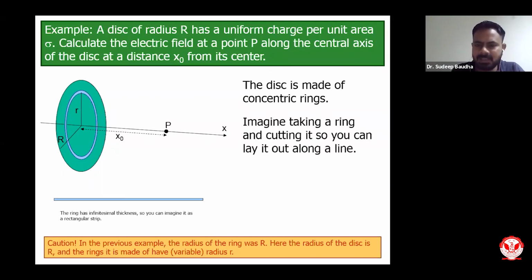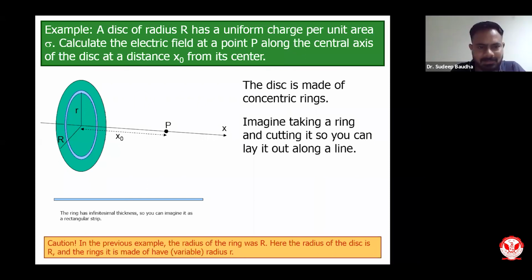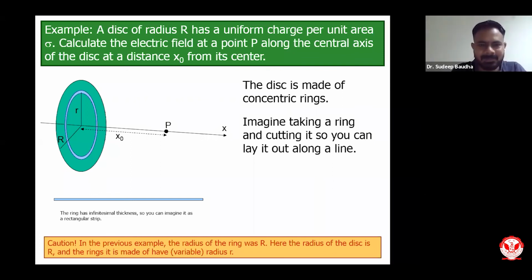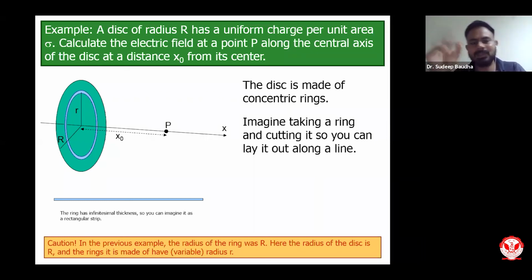So imagine taking a ring and cutting it. In that case, we will find out the electric field by integrating the field we got in the case of a ring with respect to radius, changing the radius from 0 to R, whatever the radius is. That is the idea. I'm just going to introduce it in some mathematical terms, but the idea is very simple. We have a ring, and we integrate from 0 to the radius of the disk. For an infinite case, integrate from 0 to infinity. That is how you will find the electric field at a point P for the case of a disk.